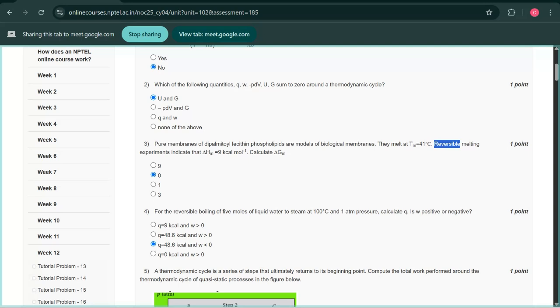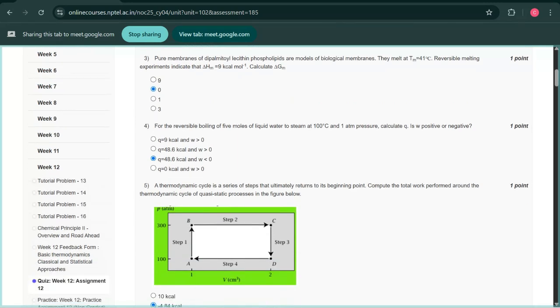Yes, sir. That is the answer. Now, what is the next question that you asked? 4. Okay. So we have reversible heating of 5 moles of liquid to steam.